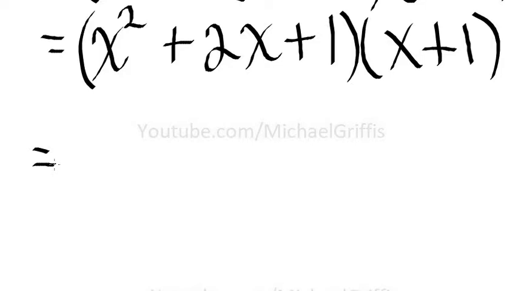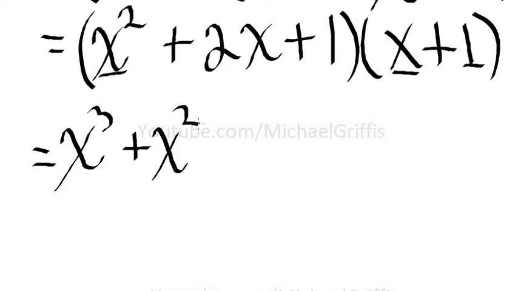Okay, so we can look at this differently. Since the x plus 1 is over here on the right hand side, you can multiply this x squared times x. Gives us x cubed, and then x squared times 1 just gives us x squared.